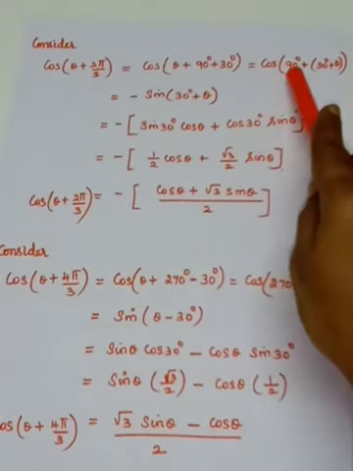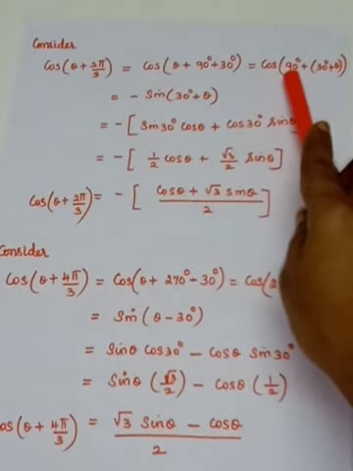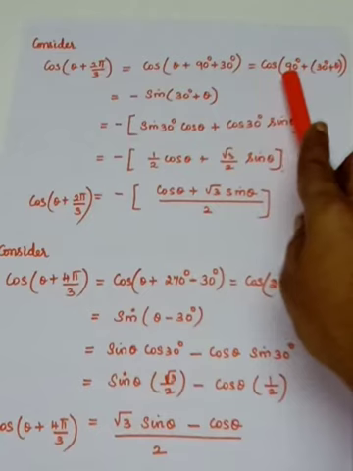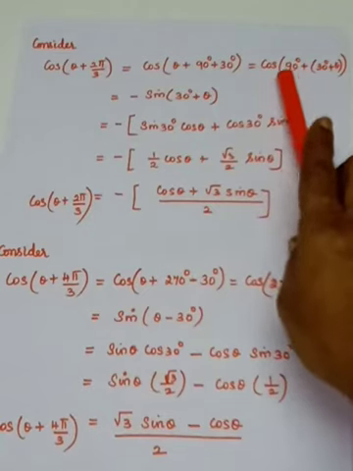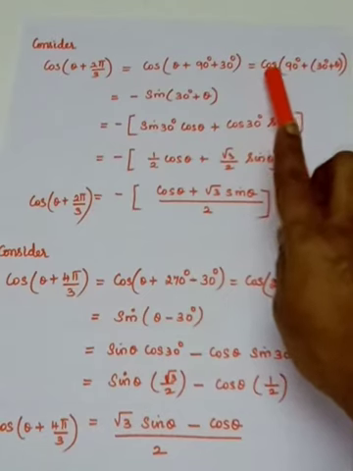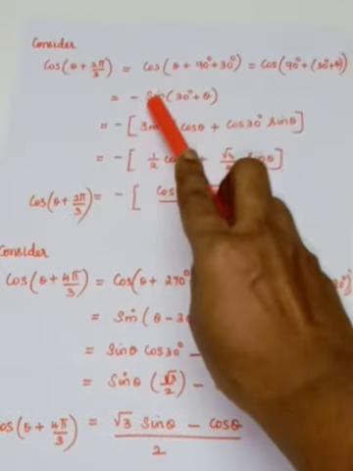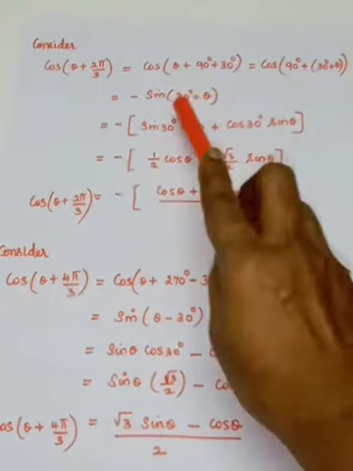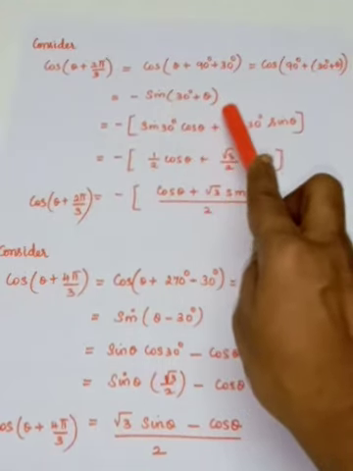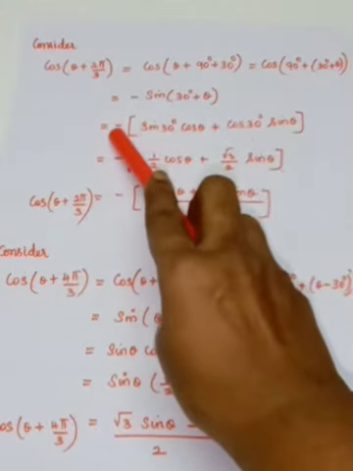And next you have to check this 90 degree is an odd multiple, 1 into 90 degree. So it is an odd multiple of 90 degree, so you have to write the complementary ratio. For cos you have to write sine. So sine of what has to come? 30 degree plus theta. So the minus I have written in the front.